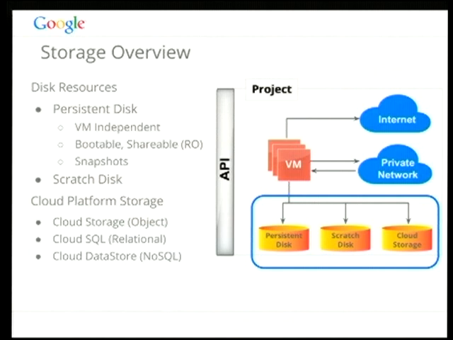A scratch disk, what we used to call ephemeral disk, is effectively a local disk, local to the virtual machine. It's tied to the life cycle of the virtual machine, lives and dies with it. So it's basically for temporary data. You boot the machine from it, store data on it temporarily. Once the virtual machine goes away, that disk will go away.